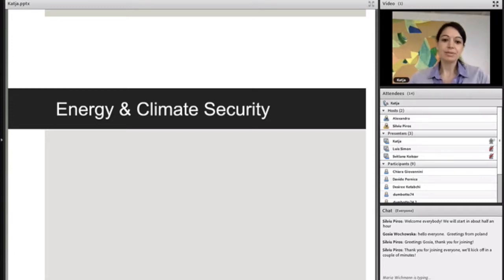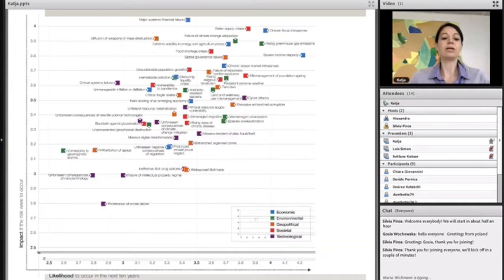Energy and climate security are two broad topics, and we'll focus a bit more on the energy part than the climate part. Why does my slide not work? Okay, now it works. Just to make the point and underline why it is important that we talk about energy and climate in the context of security policy or security concerns.